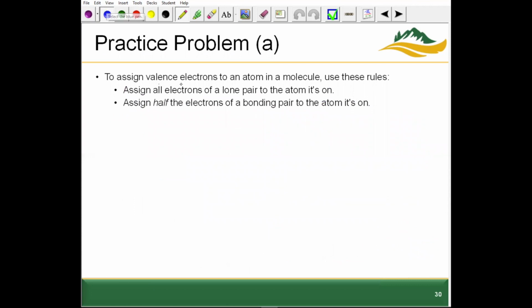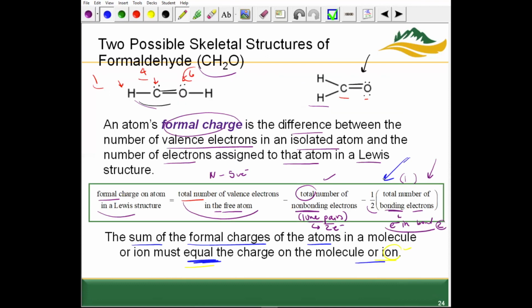So to assign the valence electrons to an atom in the molecule, we're going to use these rules. Assign all electrons of a lone pair to the atom it's on. Then assign half the electrons of a bonding pair to the atom it's on. All of this is saying this equation here: the total number of non-bonding electrons plus the total number of bonding electrons, but the bonding electrons we multiply through by 1/2.